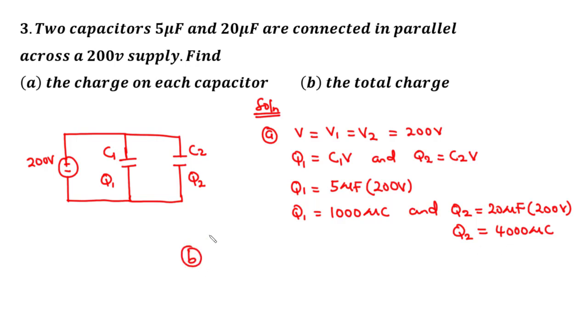Now we want to find the total charge. So the total charge Q is equal to Q1 plus Q2, and that is equal to 1000 plus 4000, which is equal to 5000 microcoulomb. So that is the total charge in the circuit.